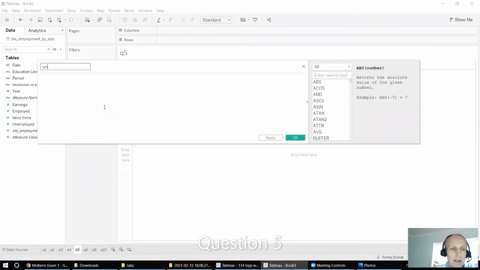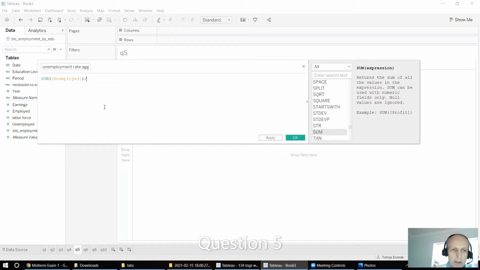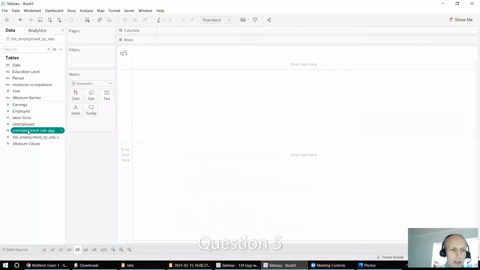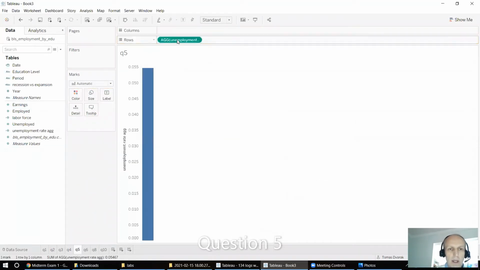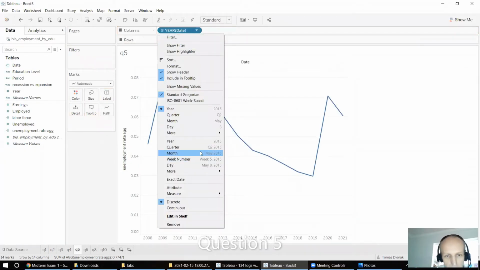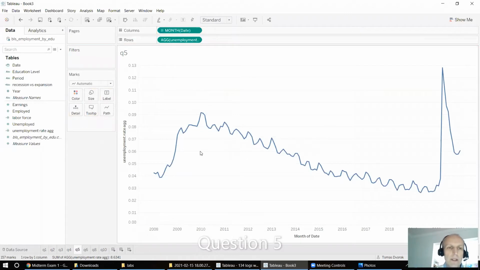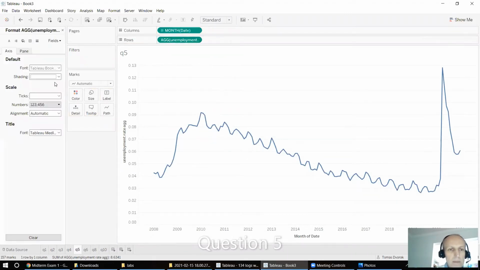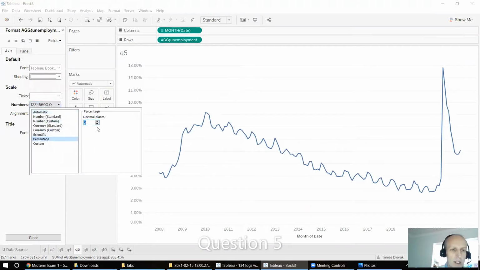In this case, for the unemployment rate aggregate, we need the sum of unemployed people divided by the sum of the labor force. That's the definition of the unemployment rate. And we're going to put that on rows, and we're going to put the date by month and year on the columns shelf. Let's format unemployment rate as a percentage.